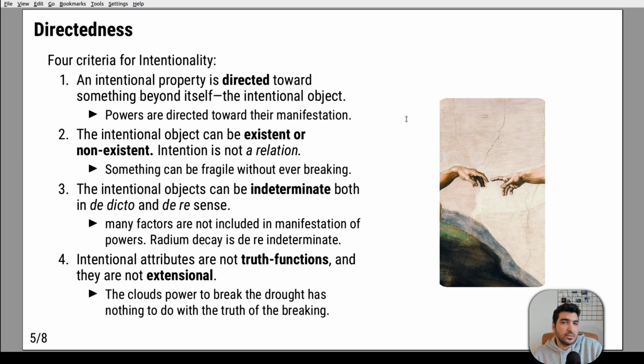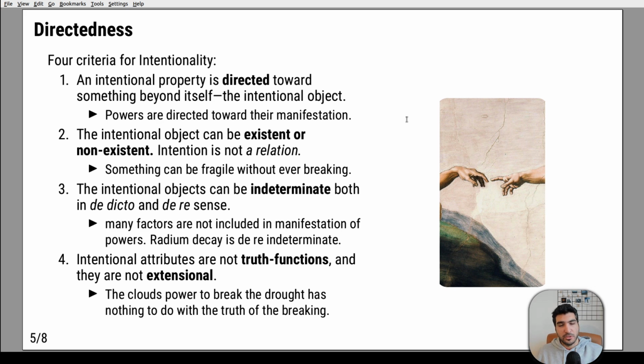And in the same sense, powers are not truth functions, and they're also not extensional. For example, if we say that the clouds have the power to break the drought, this has nothing to do with the truth of the actual breaking. So the land is dry, and you say that the clouds in the sky have the power to remove that drought. But that doesn't mean that it will actually happen. Just because that's true does not mean that the other thing is true.